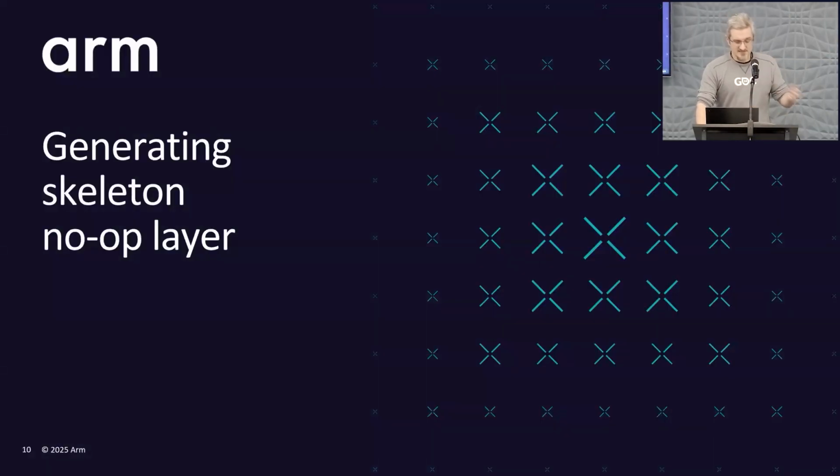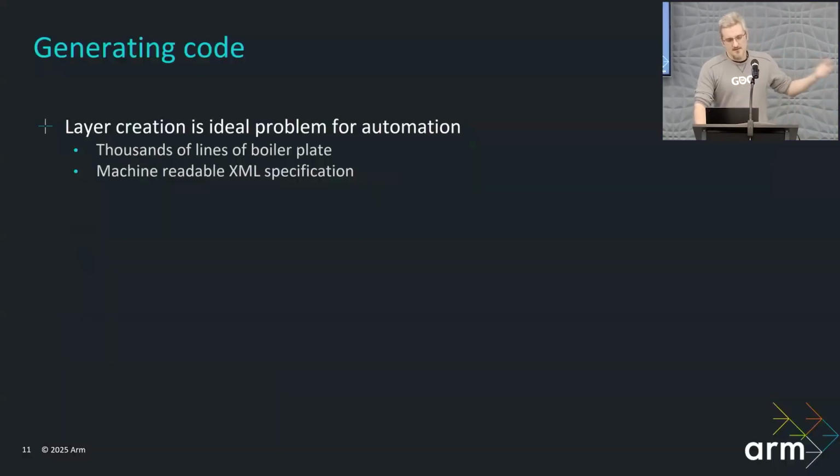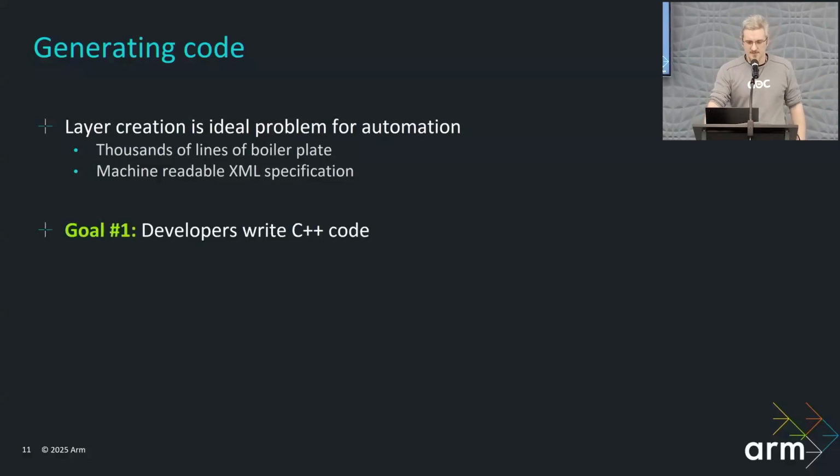So the first bit of tooling is VK bootstrap for layers, effectively. It's an ideal problem for automation. Mostly we're just looking at API calls, building dispatch tables, adding function prototypes, all that boring stuff. So luckily, Vulkan has a machine-readable XML spec. So great, let's auto-generate it.